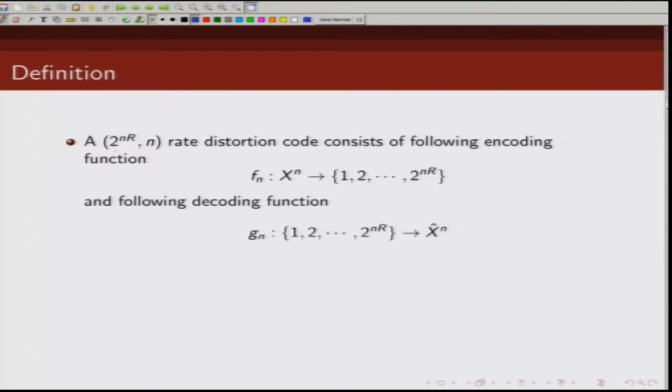A (2^{nR}, n) rate distortion code consists of the following encoding function. This is your source sequence of n symbols, which you are mapping to one of these indices. At the decoder, which is denoted by this function g_n, given that you have received one of these indices, you are interested in getting back an estimate of the sequence.